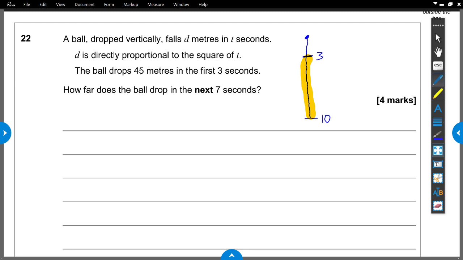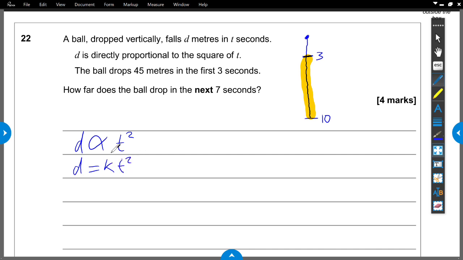Now we're given a proportion, which we need to convert into an equation. Let's write out what the proportion is telling us, and that's that d is proportional to t squared. To convert a proportion into an equation, we can just replace this with equals k. So d is equal to k times t squared, where k is a constant which we need to find out.